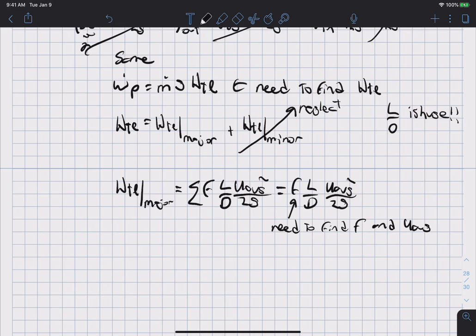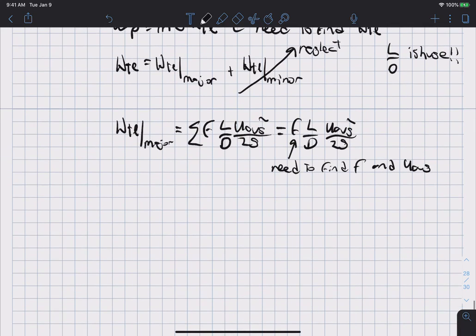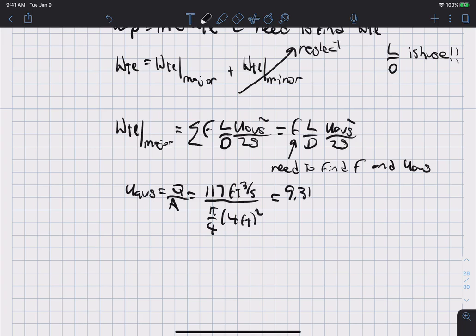Okay, well, U average equals Q over A. That equals 117 cubic feet per second over pi over 4 times the diameter, which is 4 feet, squared. And so the average velocity is 9.31 feet per second.